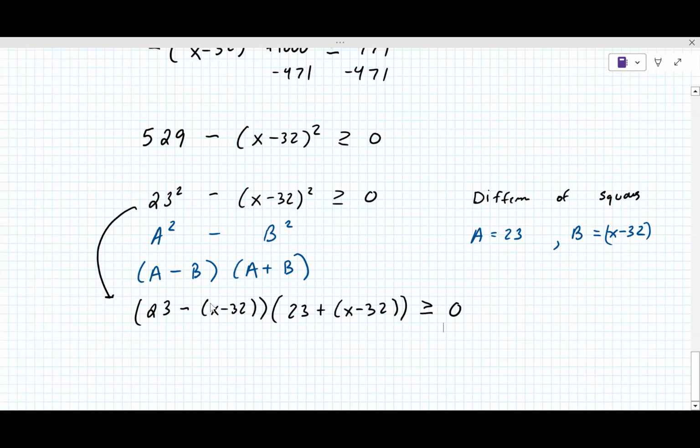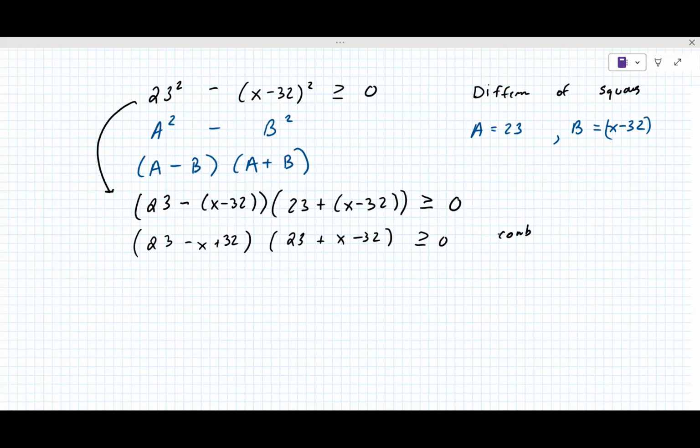So you do distribute this negative to both inside parentheses. So it's 23 minus X plus 32. And on the right here, you can drop the parentheses like that. And now you can combine like terms in the parentheses here. So the 32 and the 23 combine to 55 minus x, which, okay, that's not so bad. And then the other one here, 23 minus 32 becomes x minus 9, like that.